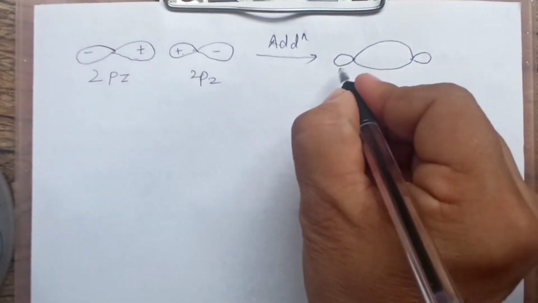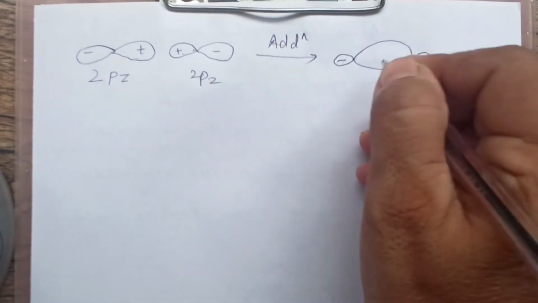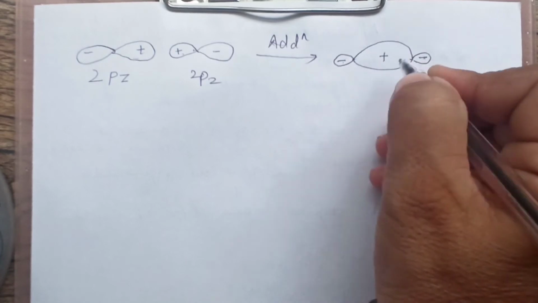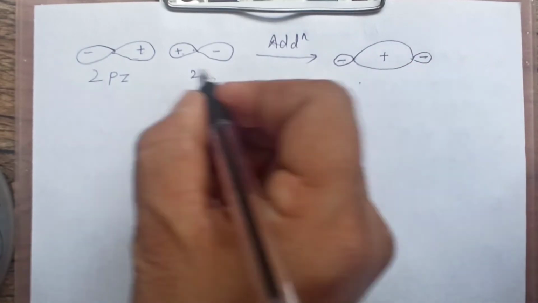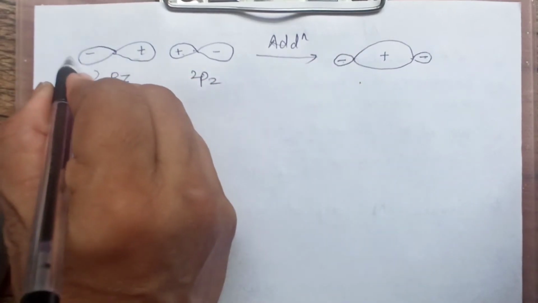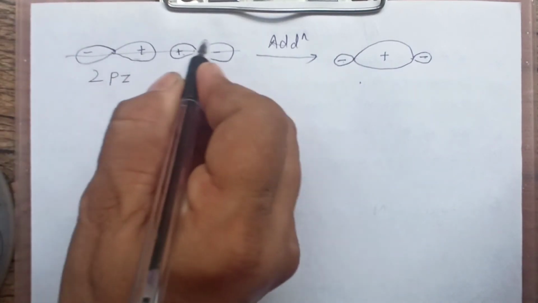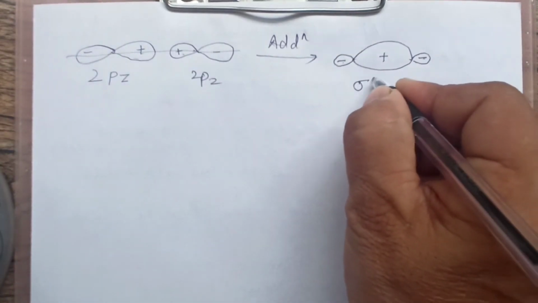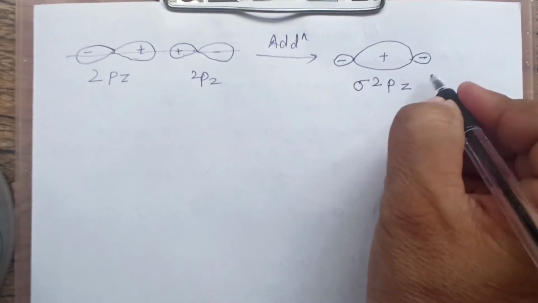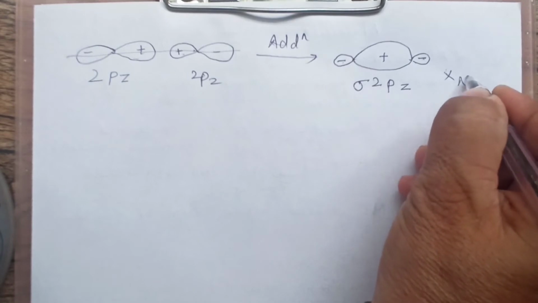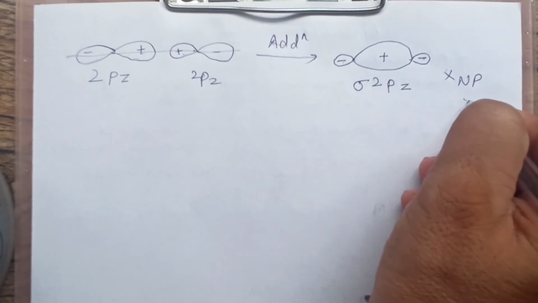So these two minus you are going to show here, and you are going to show one bigger lobe here with the positive sign. This is axial overlapping only. This is the axis. Along the axis it is overlapping, so it is called sigma 2pz. Even sigma 2pz does not have a nodal plane. No nodal plane in sigma 2pz.